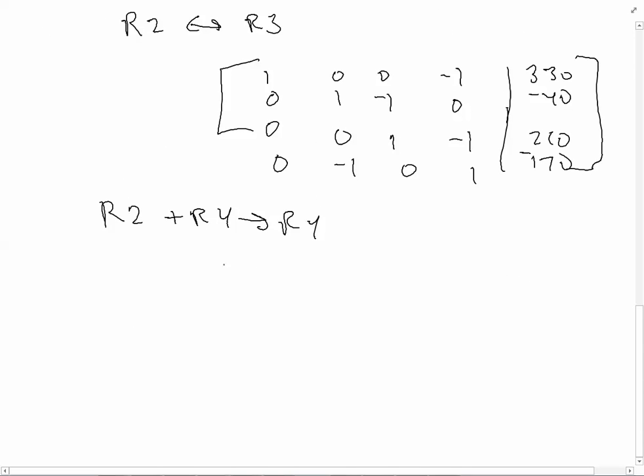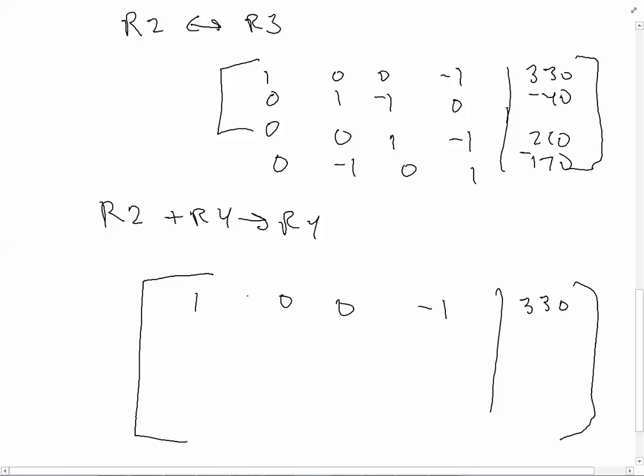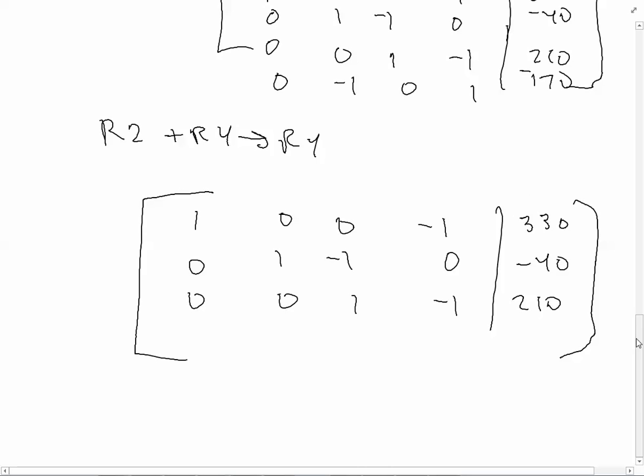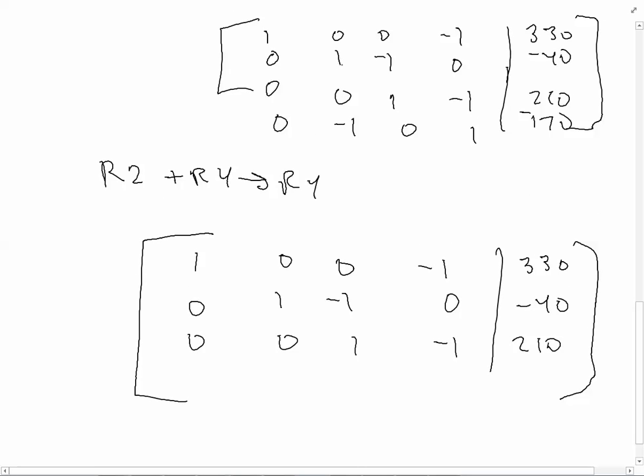Doesn't seem like there's enough space for this, huh? Okay, so I'll have 1, 0, 0, -1, 330, and 0, 1, -1, 0, -40, 0, 0, 1, -1, 210, and finally, because I'm adding row 2 to row 4, there's already a 0 here, so 0 plus 0 is 0. 1 plus -1 is 0. -1 plus 0 is -1. And 0 plus 1 is 1. -40 plus -170 is -210.